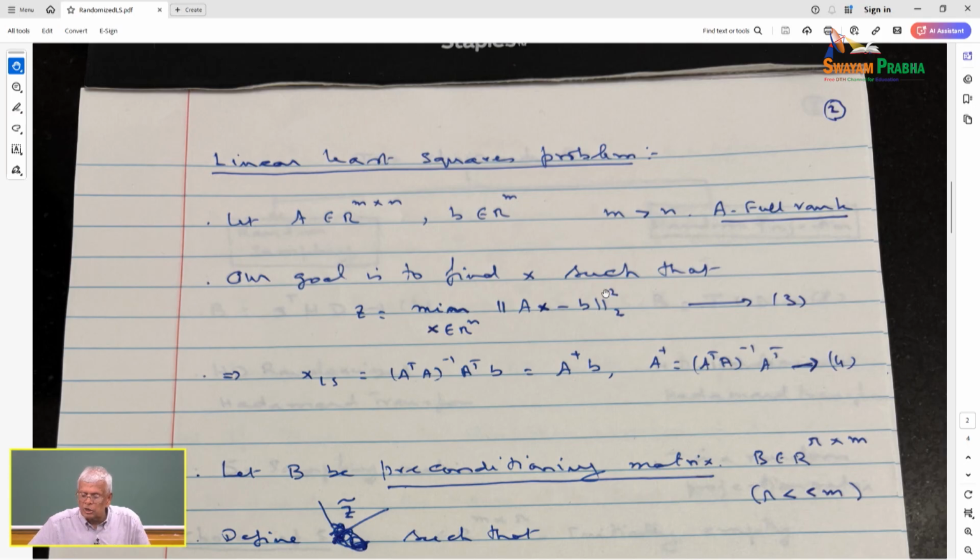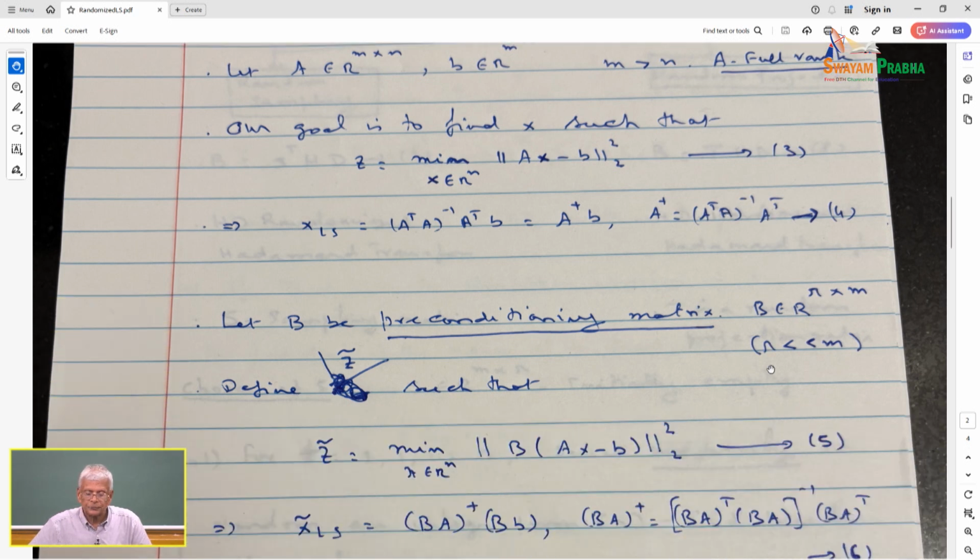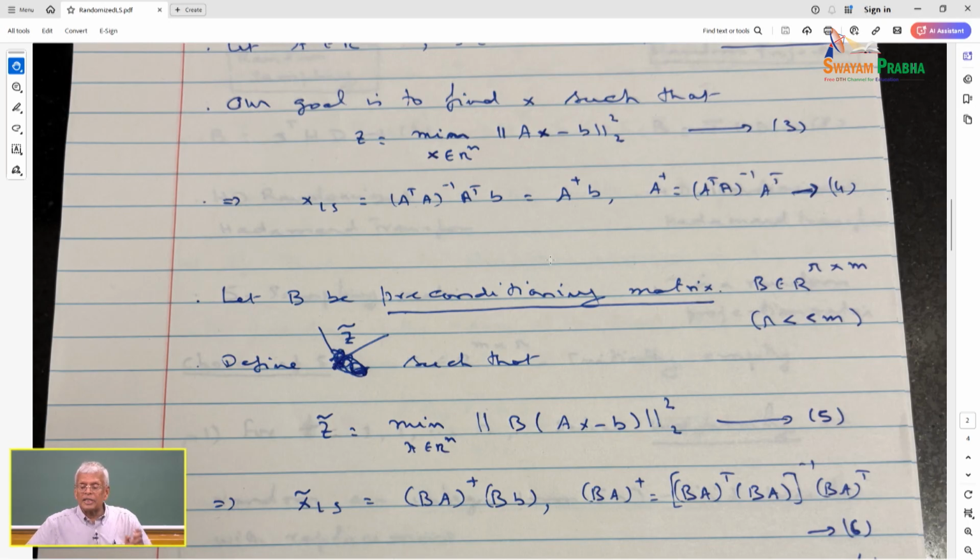So our goal is to find x such that it minimizes the square of the norm of Ax minus b, the residual with respect to x, an unconstrained minimization. Let the minimum value of this residual be z. Please understand, this is the optimal value which I know how to calculate. And the minimizer x_LS is given by (A transpose A) inverse A transpose b, which is A plus b, where A plus refers to the generalized inverse of A. When A is full rank, the generalized inverse is given by (A transpose A) inverse A transpose.